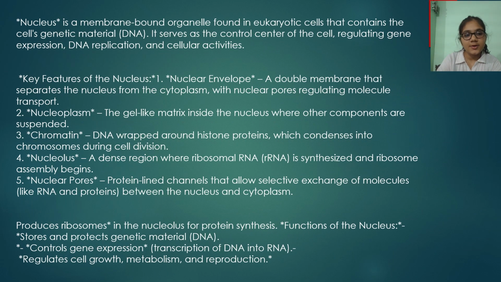Now what is this? अब हम लोग देखेंगे कि न्यूक्लियस क्या होता है. न्यूक्लियस इज अ double membrane bound organelle which has a dense protoplasmic body. न्यूक्लियस क्या है? न्यूक्लियस इज अ membrane bound organelle, eukaryotic cells में होता है. It contains the cell's genetic material. Now इसको हम लोग बाद में देखेंगे. First we will understand what is the nucleus. Nucleus is the double membrane. It is a dense protoplasmic body.